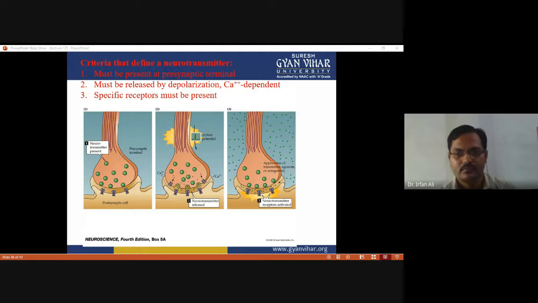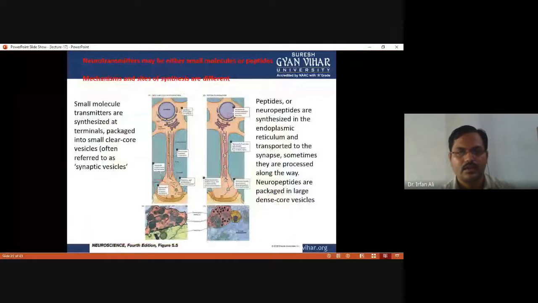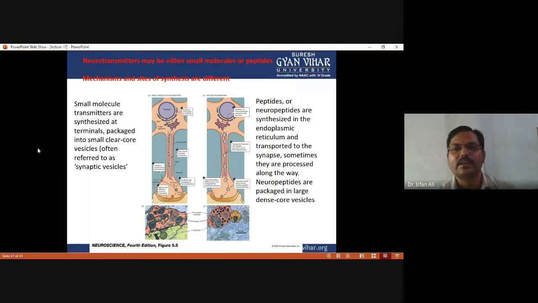Now the neurotransmitter may be either a small molecule or a peptide. Here you have to see that the mechanism and site of synthesis are different. The small molecule transmitters are synthesized at terminals and packaged into small clear core vesicles, which are called synaptic vesicles. Peptides, or neuropeptides, are synthesized in the endoplasmic reticulum and transported to the synapse, and sometimes they are processed along the way. Neuropeptides are packaged in large dense core vesicles.